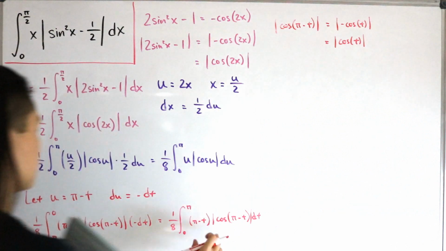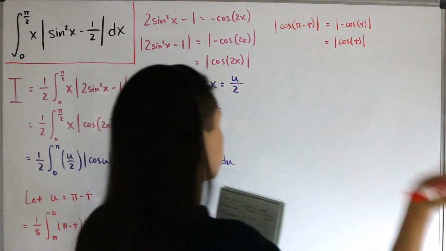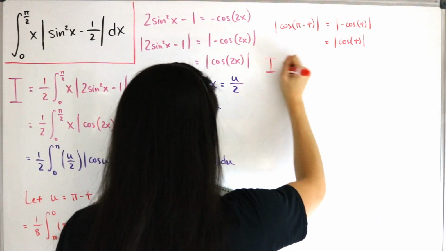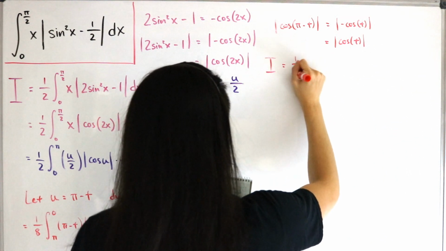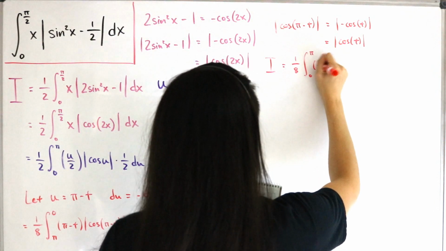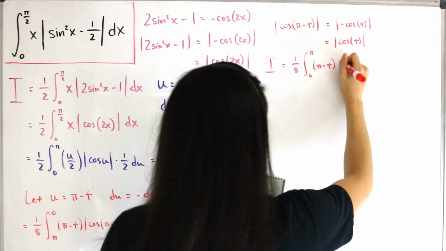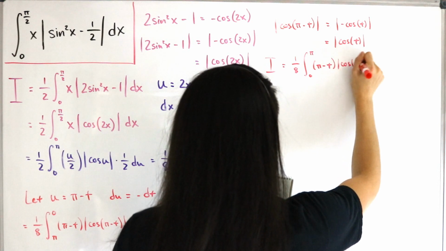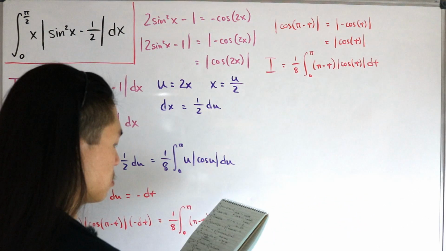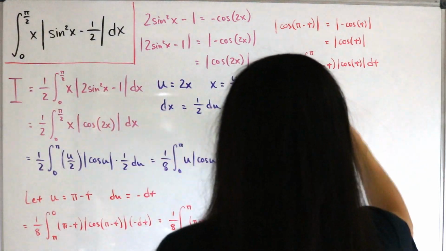And so now we have that. And also notice that this is still the same thing as capital I, because the next step is going to be a game changer. So what we have so far is I is simply 1 divided by 8 multiplied by the integral from 0 to pi of pi subtract t, multiplied by cosine of t, and then dt.